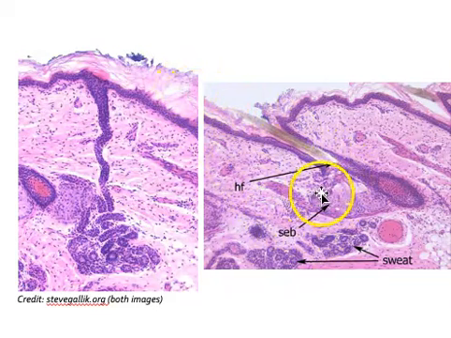This structure right here is a sebaceous gland. It's secreting an oily substance right into the hair follicle.